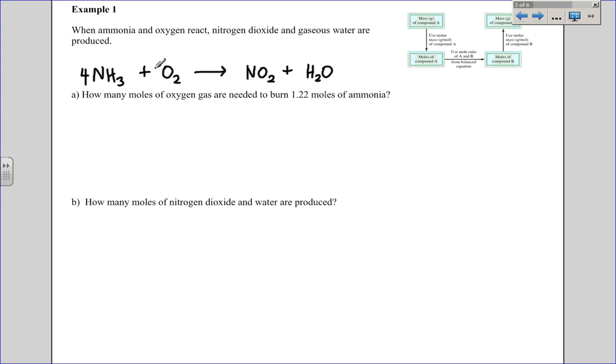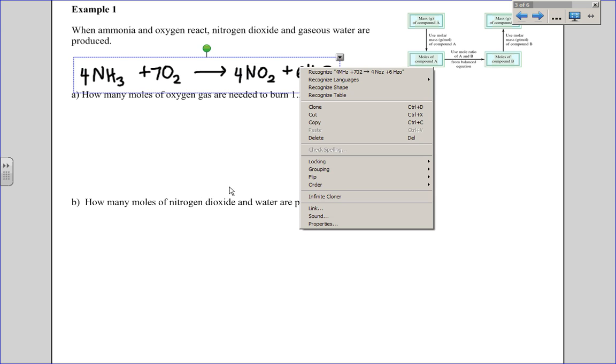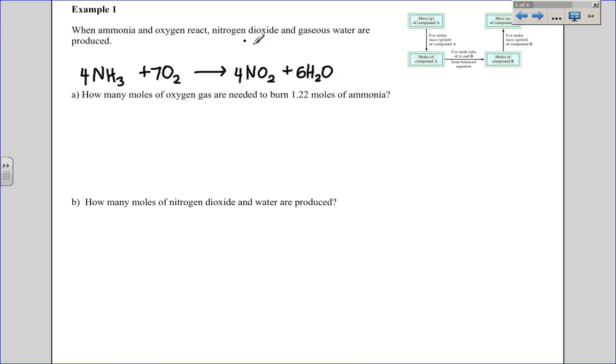And balancing this is a bit tricky, but if you take a moment by trial and error, you'll find that this is the ratio. Okay, so for every 4 moles of ammonia, we require 7 moles of oxygen to produce 4 moles of nitrogen dioxide and 6 moles of water.